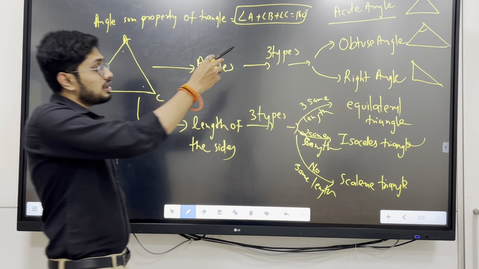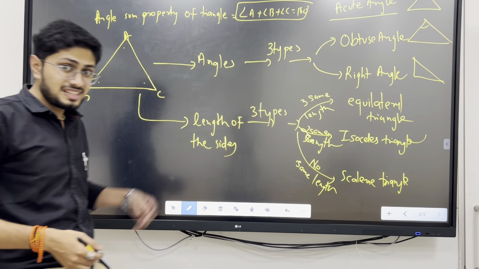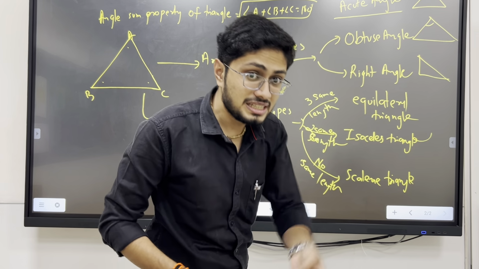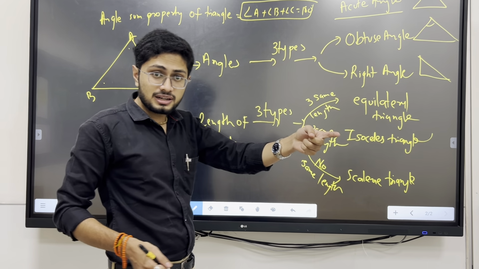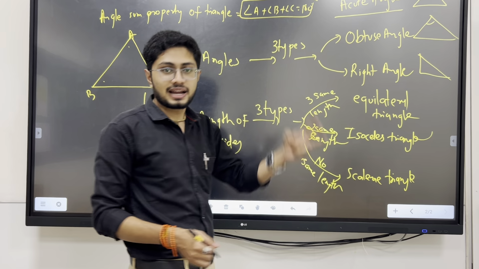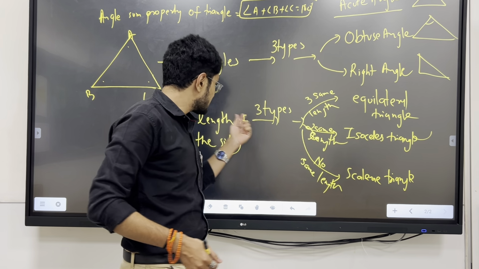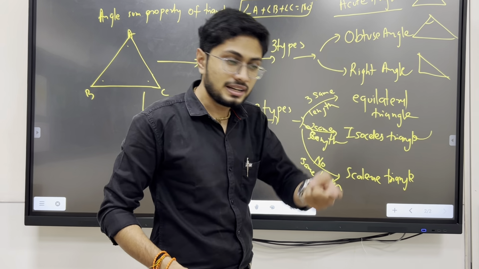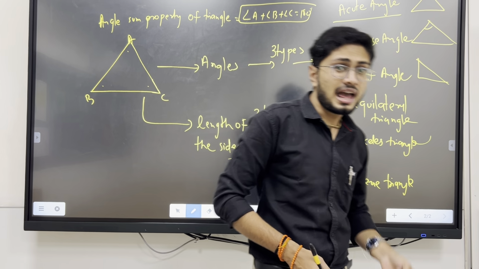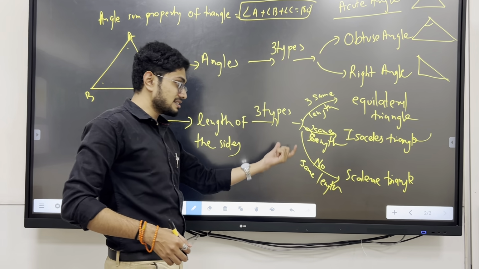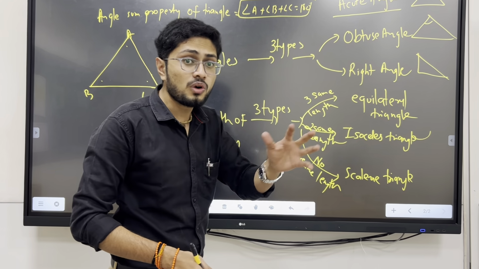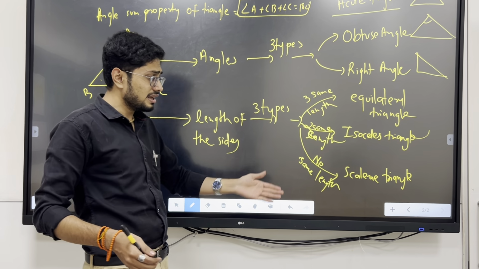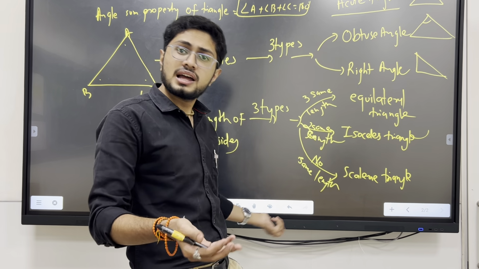So these are all the types of triangle. Based on the angle we have three types: acute angle triangle, obtuse angle triangle and right angle triangle. And based on the sides, we have three types: equilateral triangle, isosceles triangle, and the last one is the scalene triangle, which has no criteria, that is, no equal length or no equal angle.